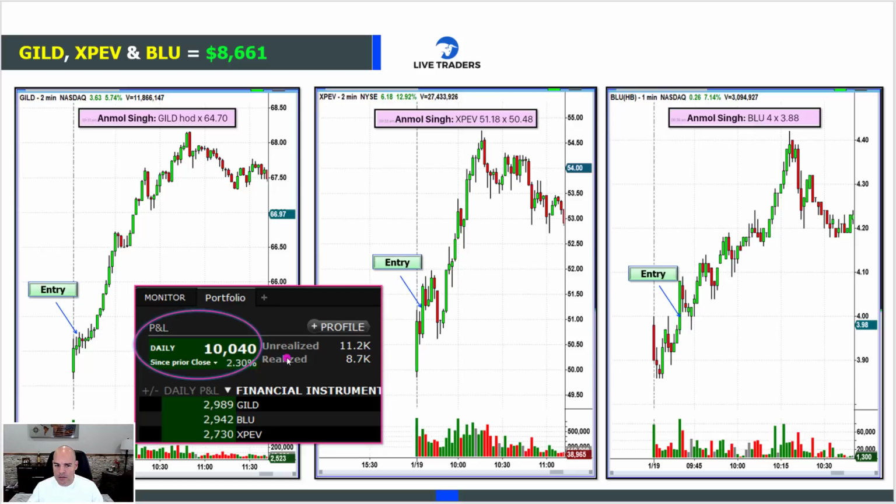10 grand. Right? He made 8 or 9,000 on those stocks. Then he's got some, look at this, 11,000 unrealized. It's up $21,000 yesterday. Impressive.